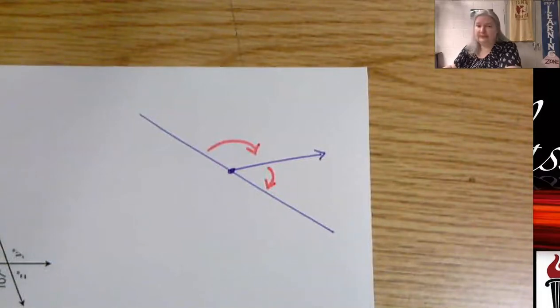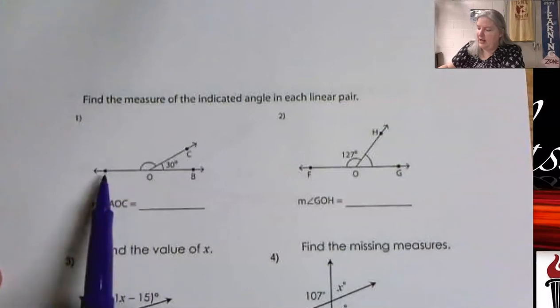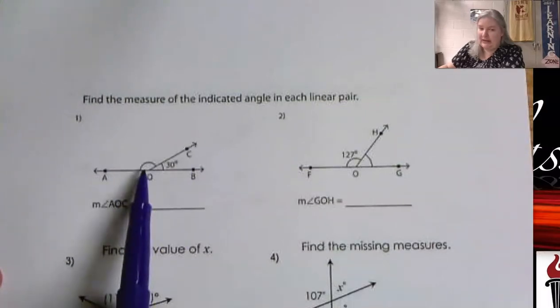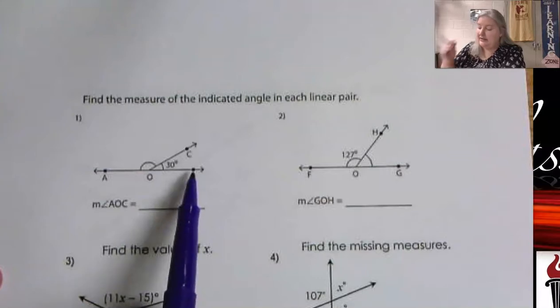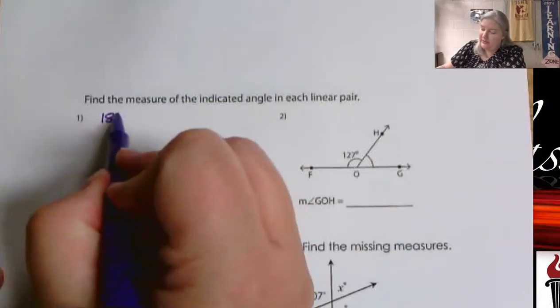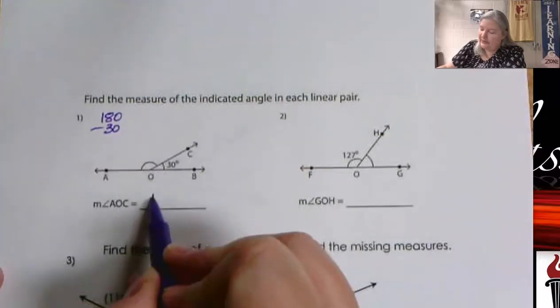Okay, in this case, we have a linear pair. Angle AOC forms a linear pair with angle COB, and so they have to add up to 180. If one of them is 30, the other one is going to be 180 minus 30, leaving me with 150.